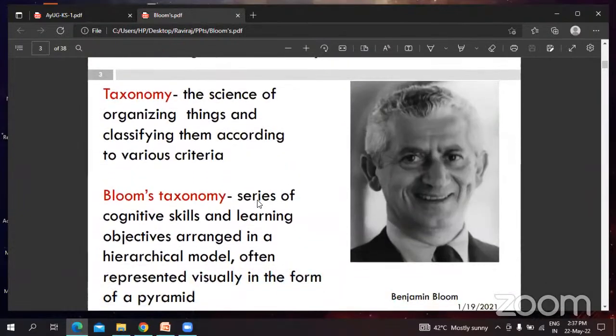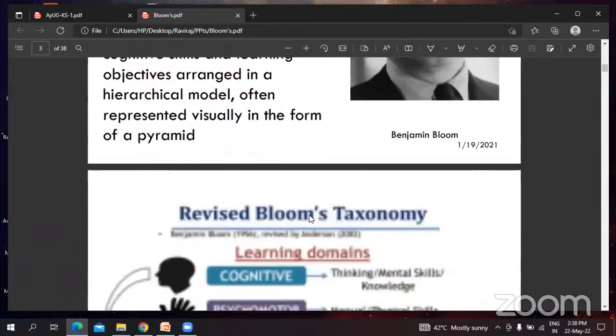This was the person who invented the taxonomy, and his name was Benjamin Bloom. Taxonomy per se means the science of organizing things and classifying them according to various criteria. Bloom's taxonomy stands for a series of cognitive skills and learning objectives arranged in a hierarchical model, often represented visually in the form of a pyramid. Hierarchy means from upward to downward. How these are arranged, we will see.